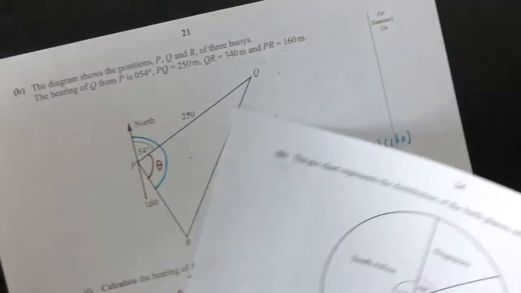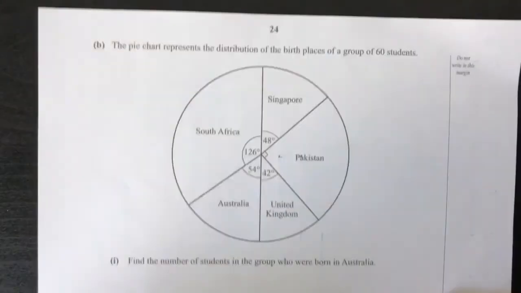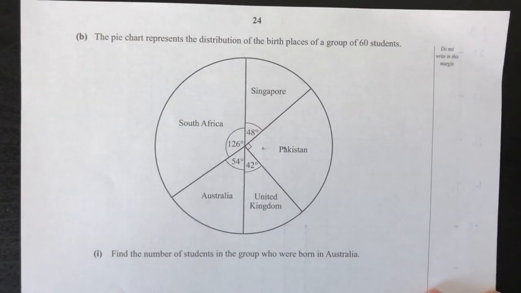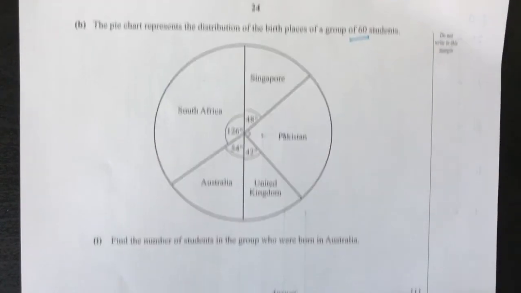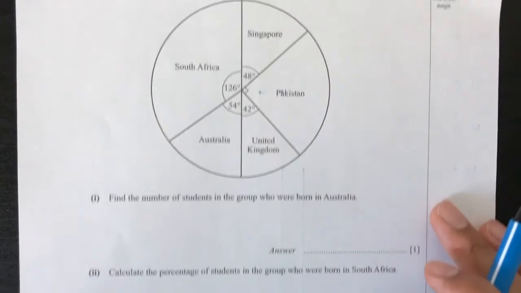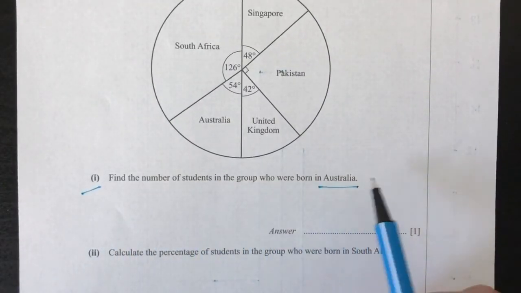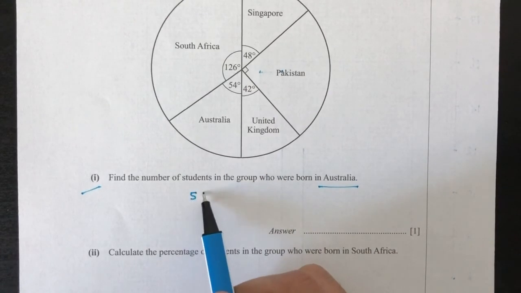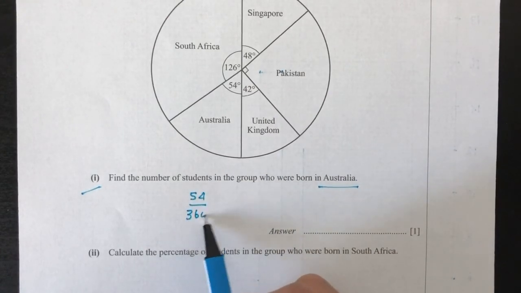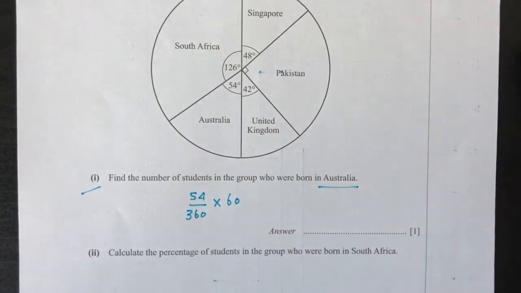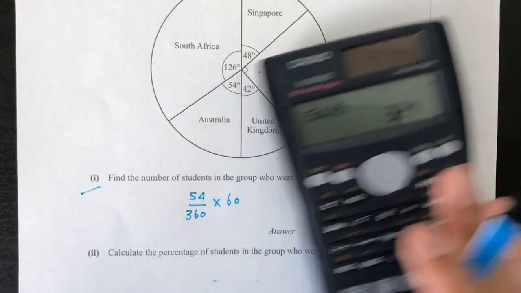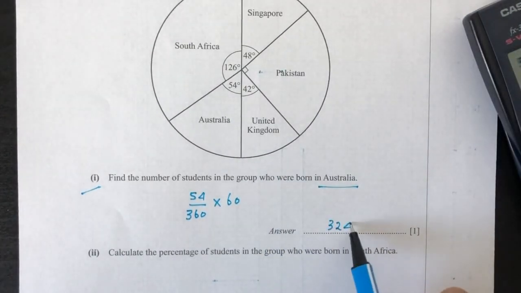Okay, so from this, let's move on to the next question. That is the last question. Part B. The pie chart represents the distribution of birthplaces of a group of 60 people. Now we have been given all this. So part 1, find the number of students in the group who were born in Australia. Australia was 54 degrees over 360 times 60. That will be 54 times 6, that will be 324.